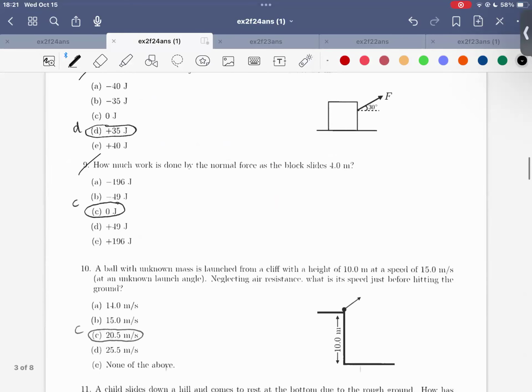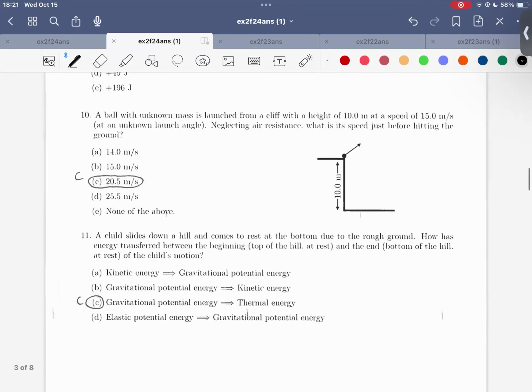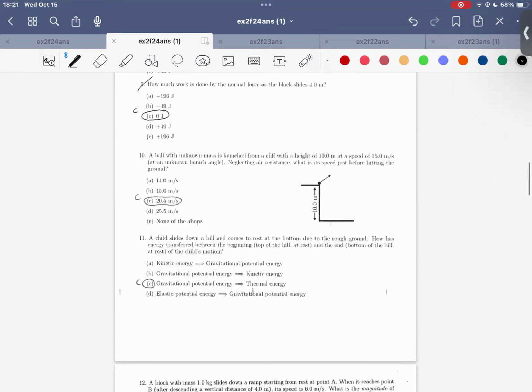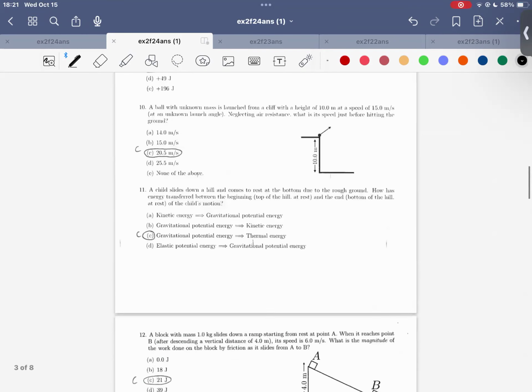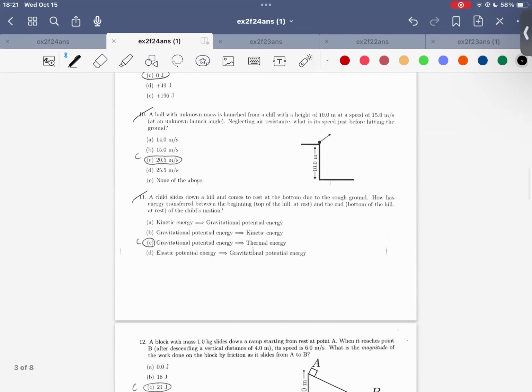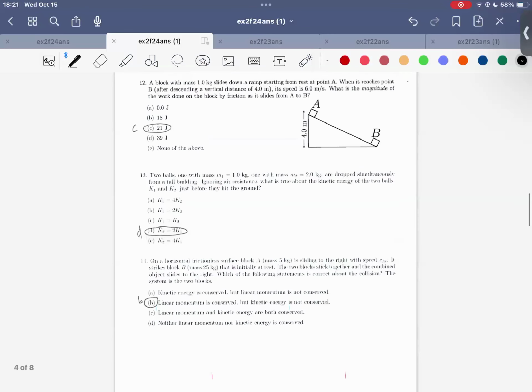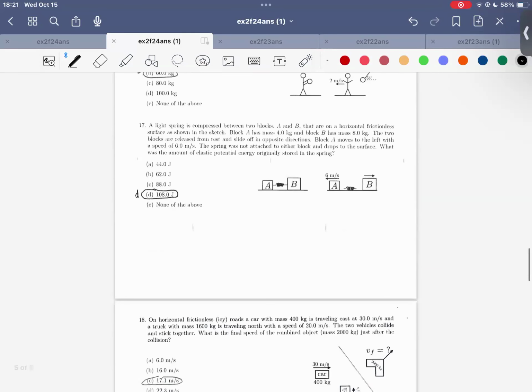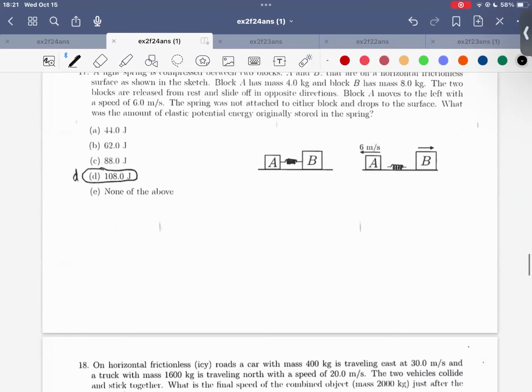Okay, I think we did this one in recitation. We did this one. We did this one. We did this one. Okay, I don't think we did 17.